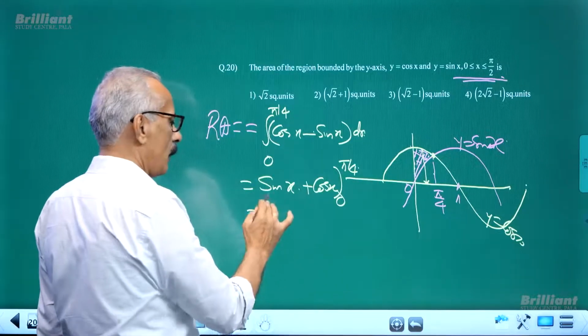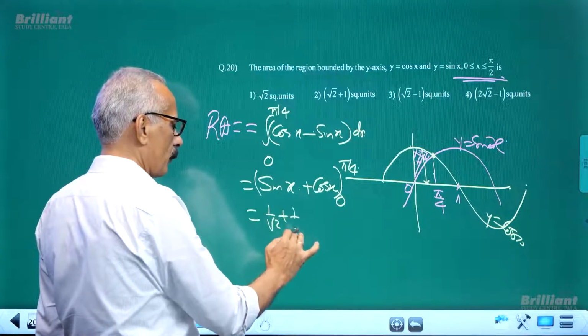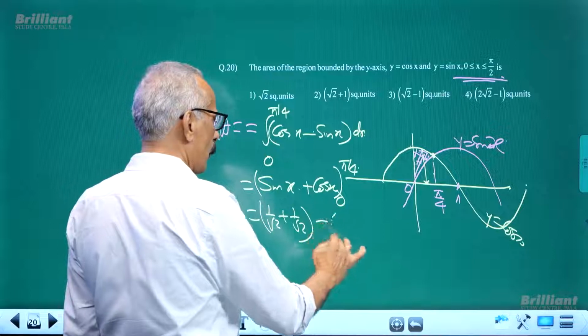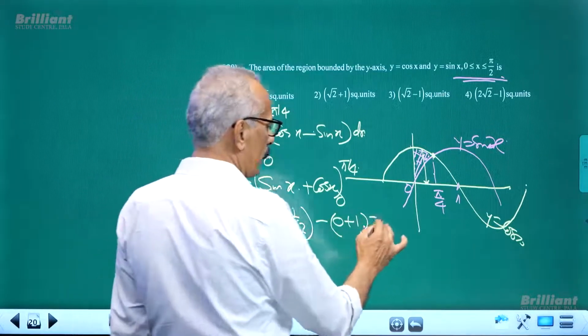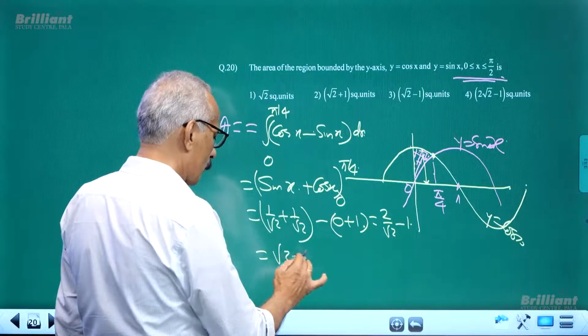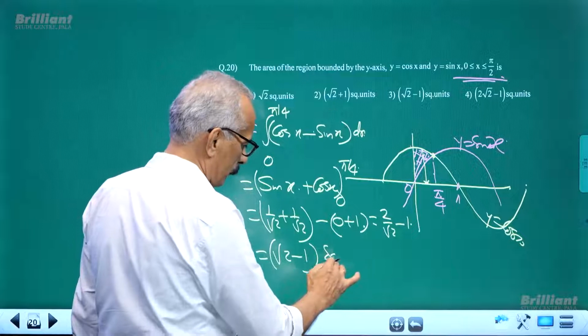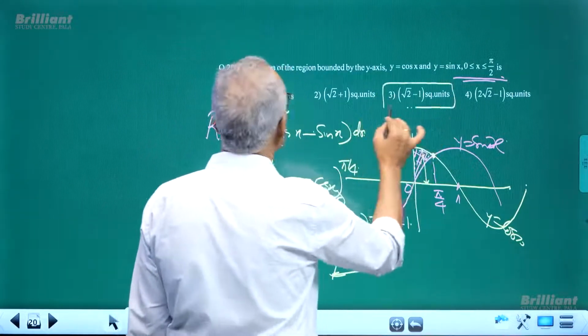Agreed. So, what is the upper limit? Upper limit is 1 by root 2 plus 1 by root 2, minus lower limit, which is 0 plus 1. 1 by root 2 plus 1 by root 2, that is 2 by root 2, minus 1. What is 2 by root 2? Root 2 minus 1 square units. Root 2 minus 1 square unit, that is 3.